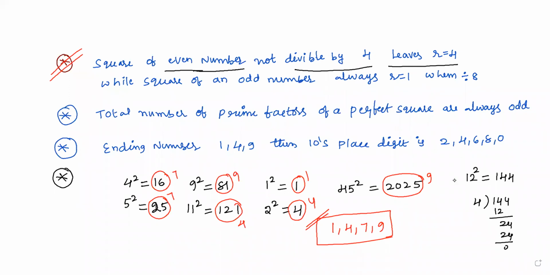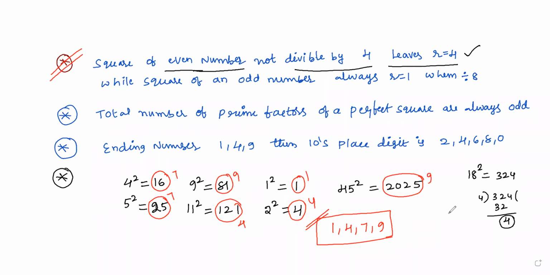So let me take a different one. Any other even number? Tell me any one number. 18. Okay. 18 square. So what is the 18 square here? Can you tell me? 324. If you are dividing 324 by 4, 81 times it will go, and the remainder is 0. That is satisfied.